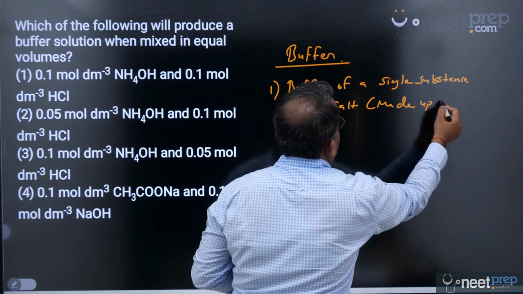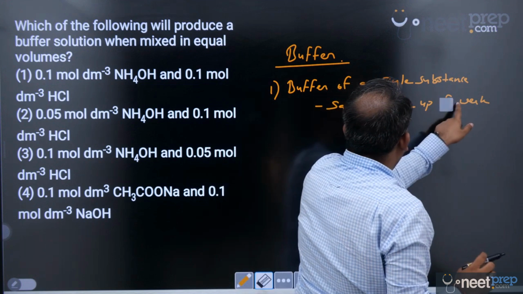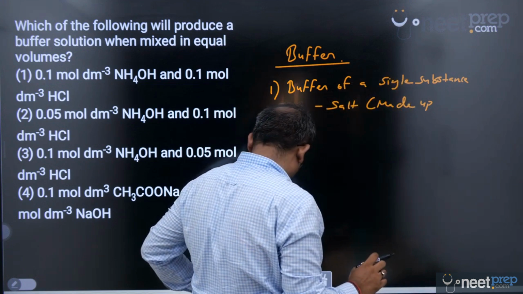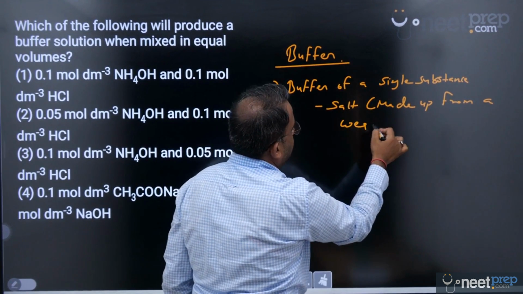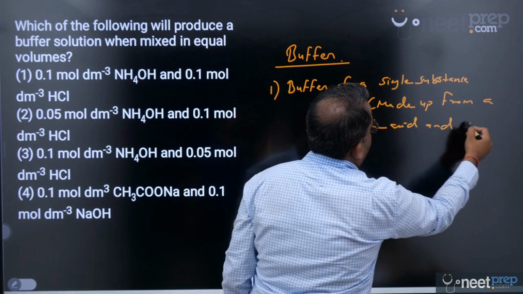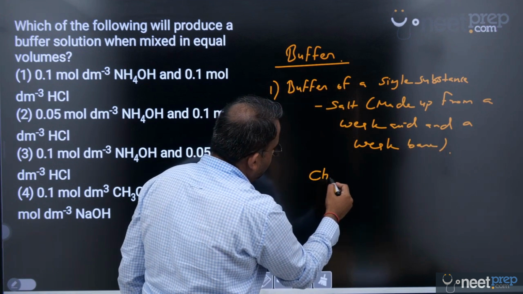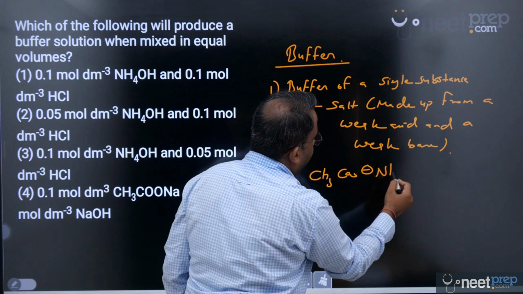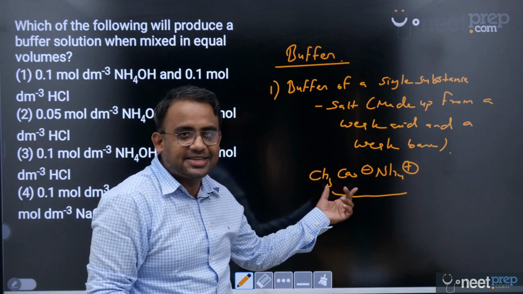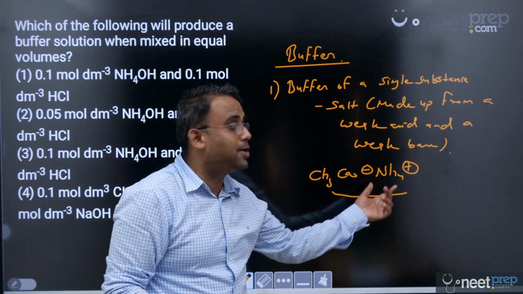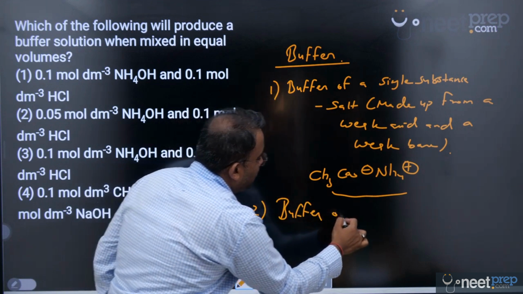made up from a weak acid and a weak base. Let me give you an example. Ammonium acetate. This salt has been formed by a weak acid, acetic acid, and a weak base, ammonium hydroxide. And we have second type of buffer, buffer of mixture.